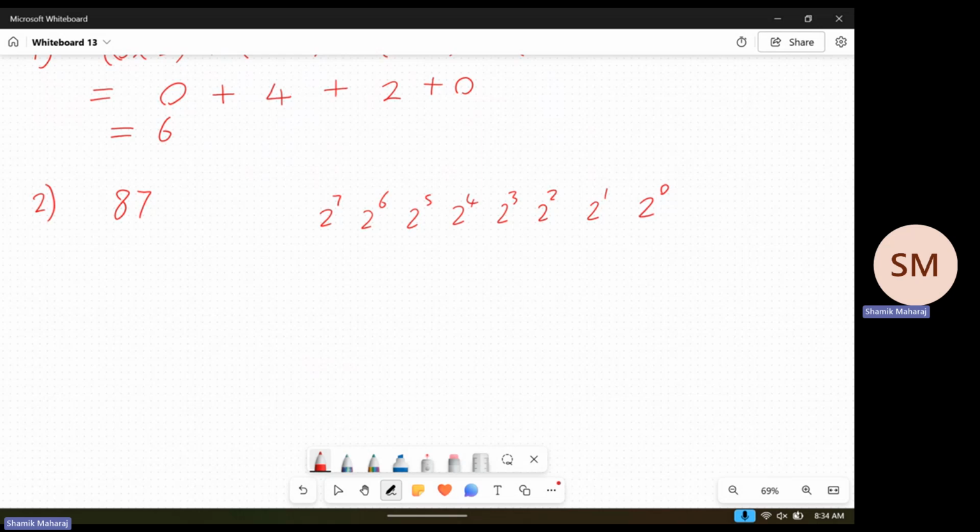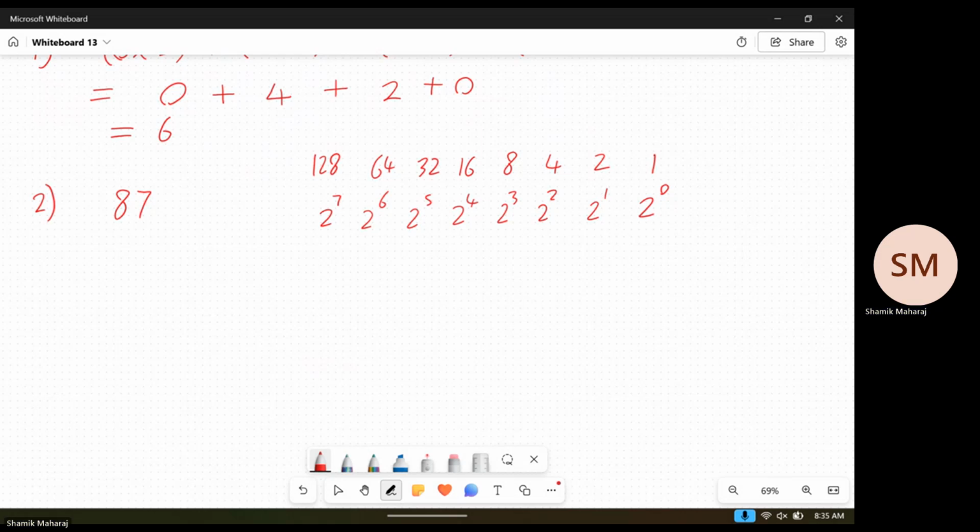Above them, we write the actual numerical value, which is just to help us. So 2 to the 0 is 1. 2 to the 1 is 2. 2 squared is 4. Then we've got 8, 16, 32, 64, 128. We can keep on going. Is it 128 or 124?